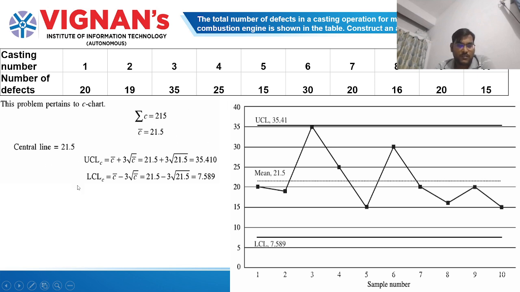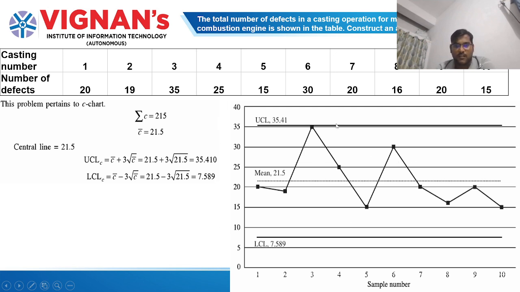Then you have to find the upper limit and lower limit: C bar plus 3 root of C bar, and here minus. Then you will get the two values, 35.410 and 7.589. Here also you have to mark the upper limit and lower limit, and show all the points: first value 20, second value 19, third value 35, and so on. Here also you take the sample number on the x-axis and the number of defects on the y-axis. Like that you do the procedure.